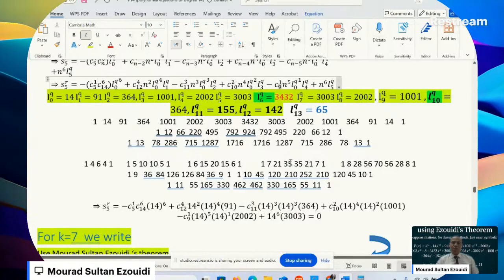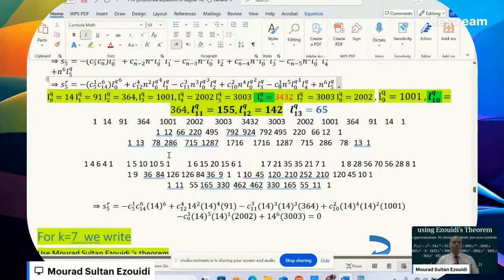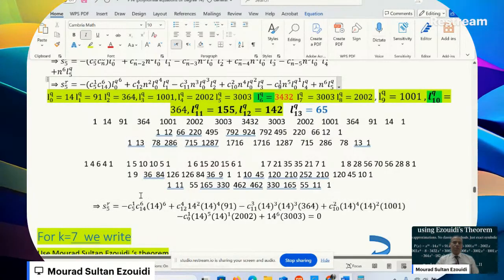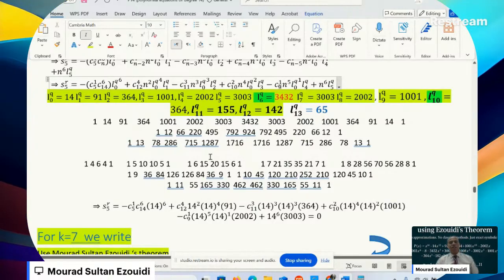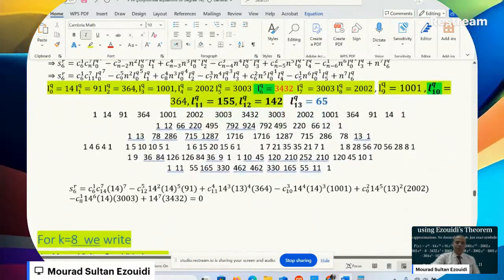10 choose 2. 11 choose 3. 12 choose 4. And this is 14 choose 6. This is negative 5 choose 1. So here the value of S5 is going to be equal to another.